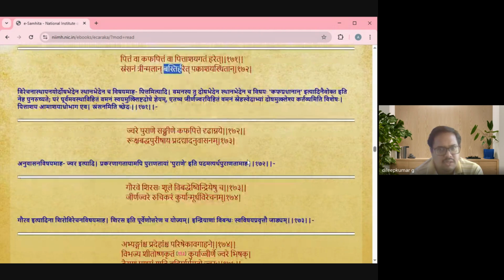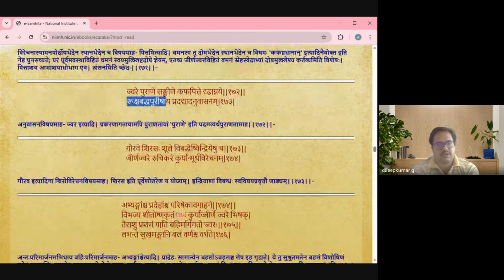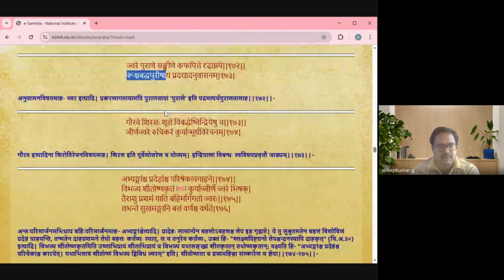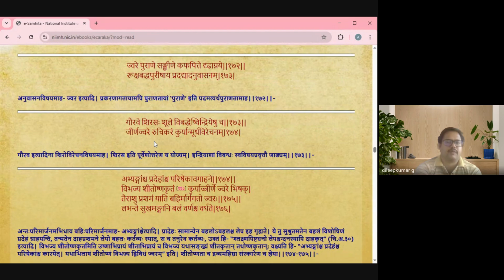Next, when Anuvasana should be given in Jvara: Purana Jvara, when the body is kshina, Kapha Pitta Pradhana is there, dipta agni is there, ruksha baddha purisha, dry impacted stools, then go for Anuvasana. When Shirovirechana should be done: when there is gaurava in shiras, shule vibandham, opacity, the indriyas are not functioning properly, heaviness in the shiras, then go for Shirovirechana.